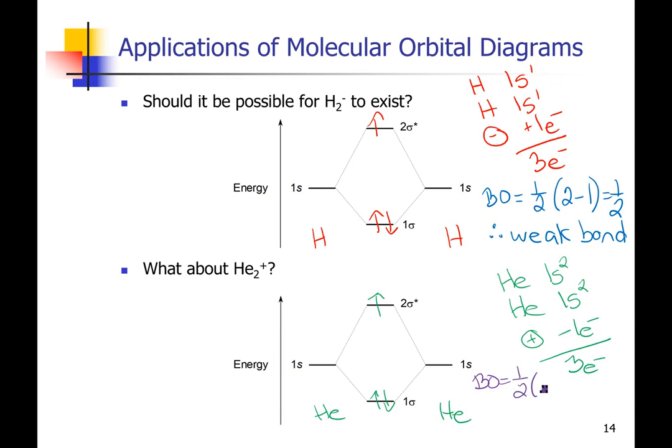Our bond order is equal to 1/2 of 2 bonding electrons minus the 1 antibonding electron, or a bond order of 1/2. And that suggests that this species would have a weak bond, weaker than a single bond, but still some level of bonding interaction. As such, if we could come up with a way to make this that doesn't involve starting with neutral dihelium, we might be able to make it, but it would probably also be very reactive and not persist.